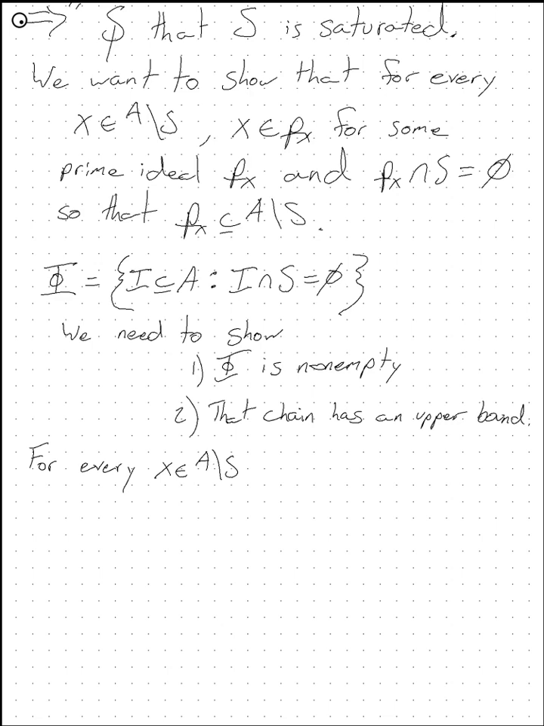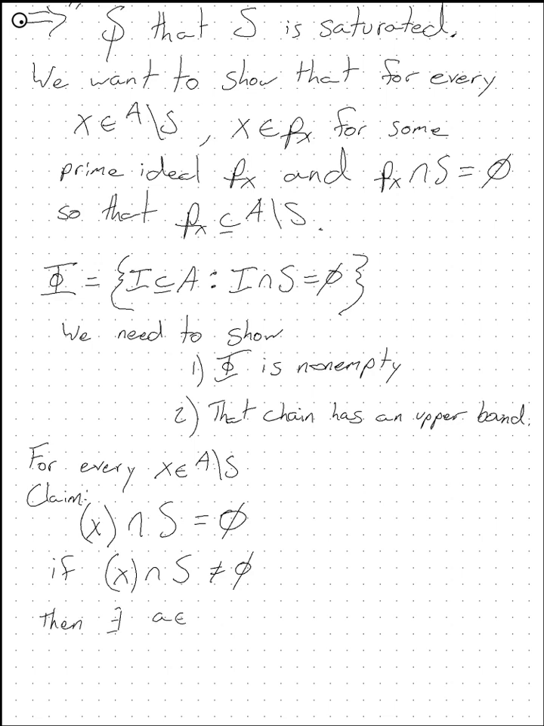In any case, the ideal generated by x is disjoint from S. This is a claim. I'll need to make a quick argument. So if it wasn't disjoint from S, then there exists an A with A times x in S, right? Because that's what all the elements of this ideal look like.